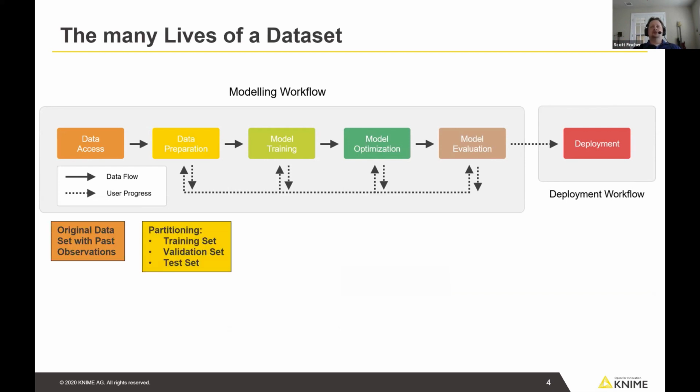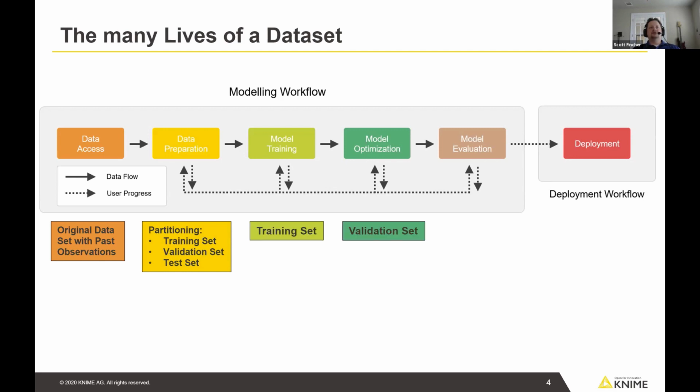Now, when we're actually building the models, as we're following this flow from left to right, you're starting out with some data set with past observations. Generally, we're going to want to split the data in a few different ways. So we're going to want to split our data into what's called a training set. This will usually be the largest set that we use, maybe 80%, 70% of our data. That training set is what we use to build the model.